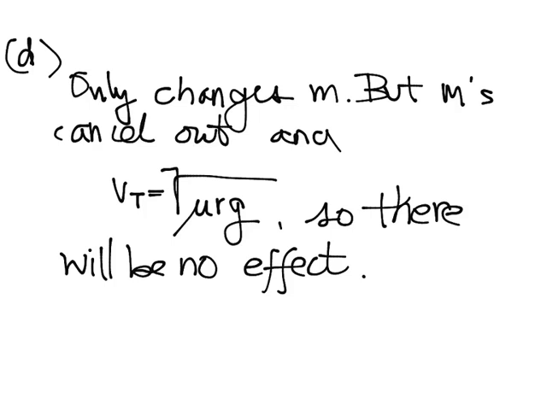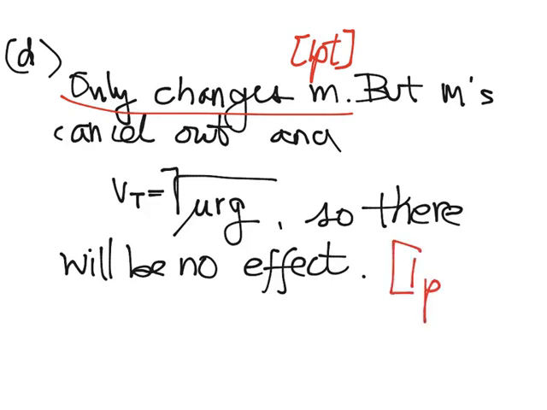In part D, give yourself a point if you realized that only the mass changes and you wrote that down, and give yourself a point if you said there would be no effect and you justified it.